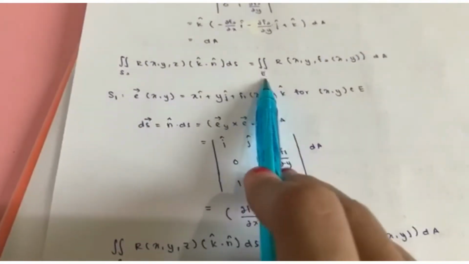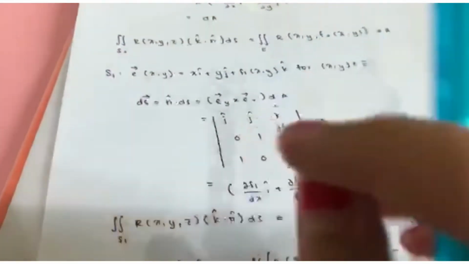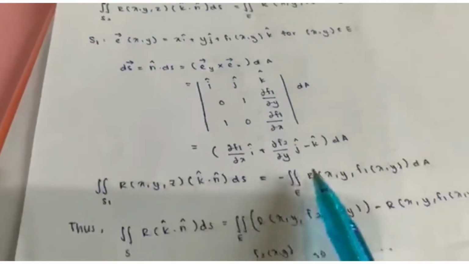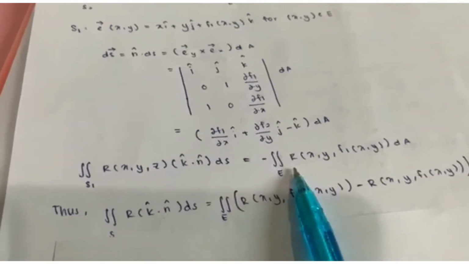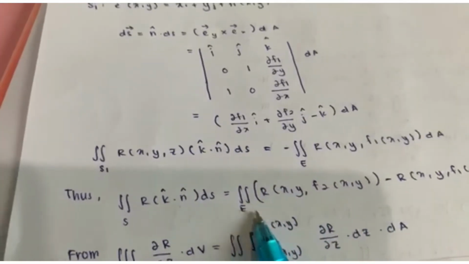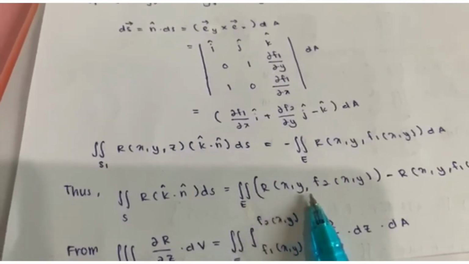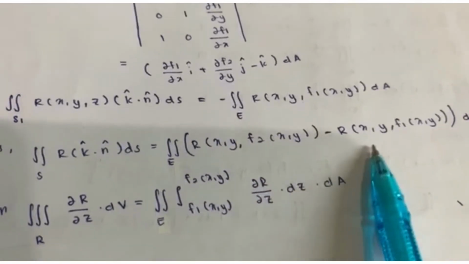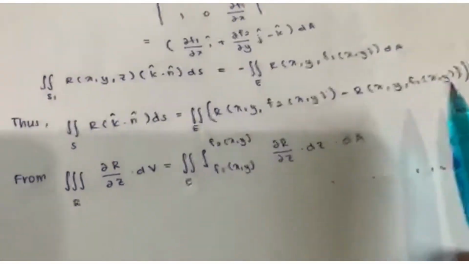Thus for S we add S1 and S2. So we get this, the new equation. After we solve this we just add this and this equation. So we get the integral over E of R(x, y, f2(x, y)) minus R(x, y, f1(x, y)) dA.